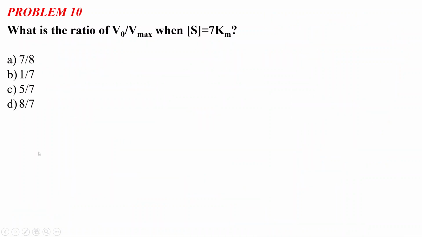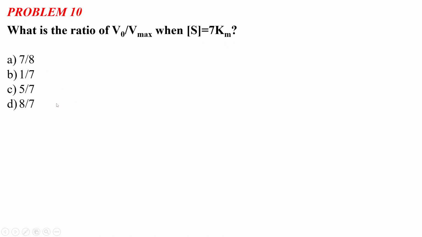So it is basically a mathematical problem. What is the ratio of V0 by Vmax when the substrate concentration equals 7 Km? The options are 7 by 8, 1 by 7, 5 by 7 and 8 by 7.